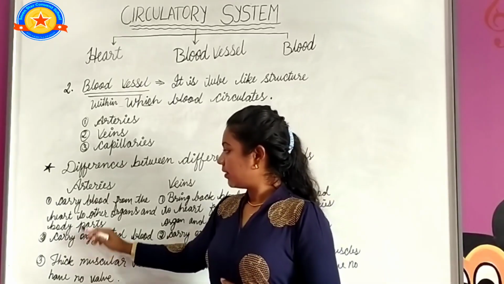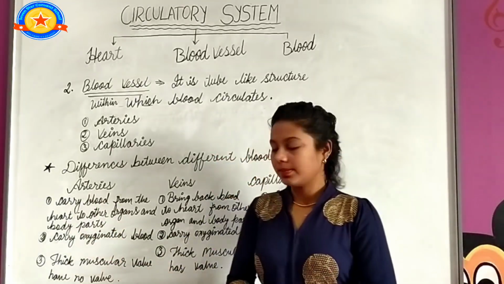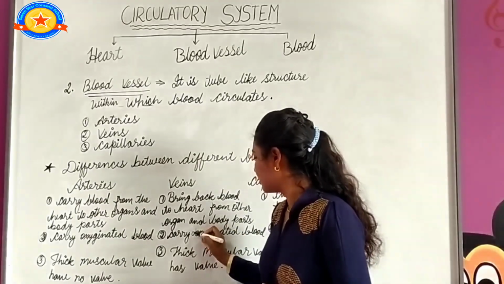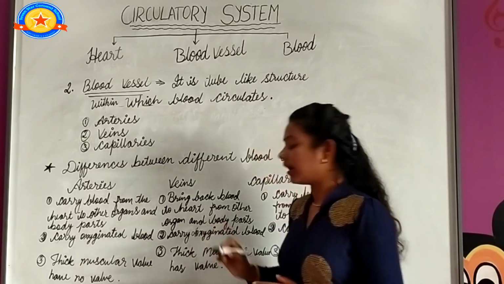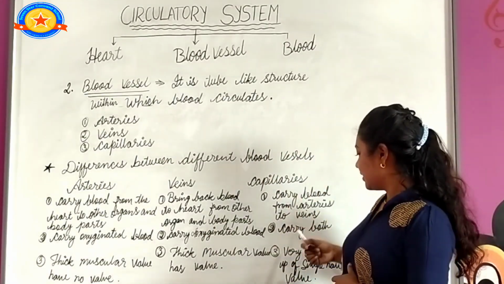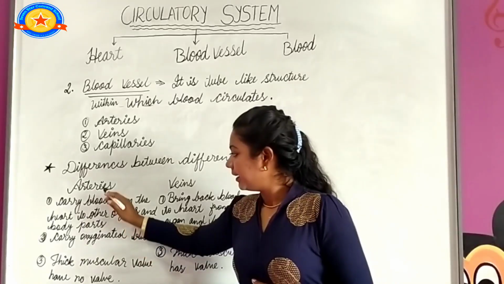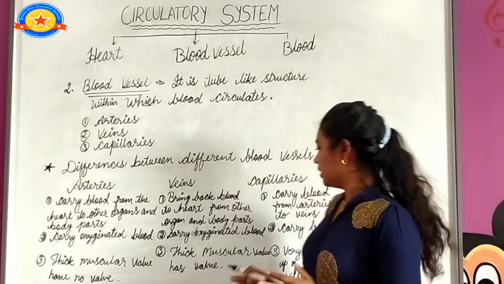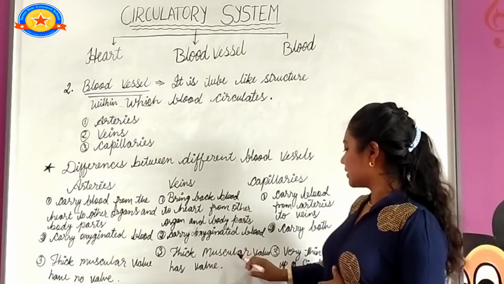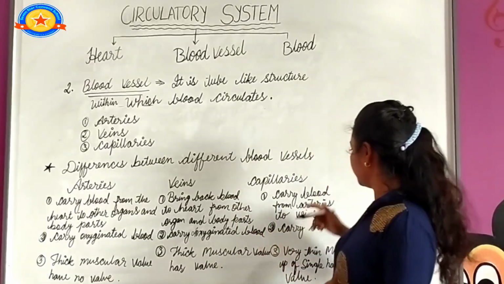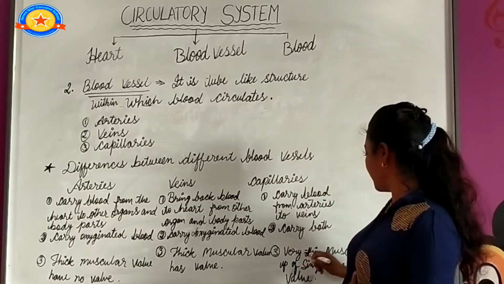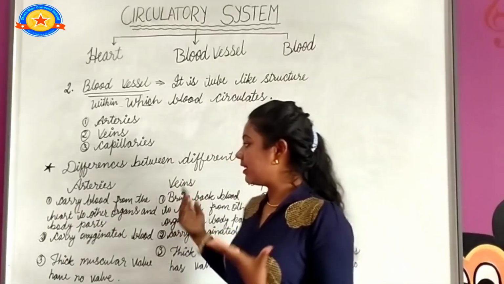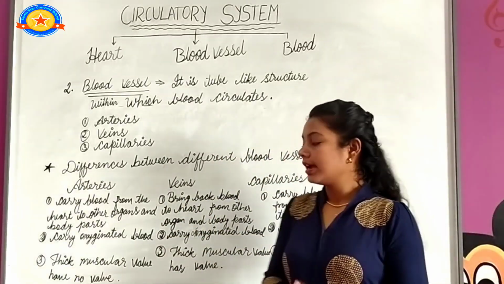Second, arteries carry oxygenated blood, veins carry deoxygenated blood, and capillaries carry both. Third, arteries have thick muscular walls which have no valves, and veins have thick muscular walls which have valves. Capillaries have very thin walls of a single layer of cells and have no valves. So these are the differences between arteries, veins and capillaries.